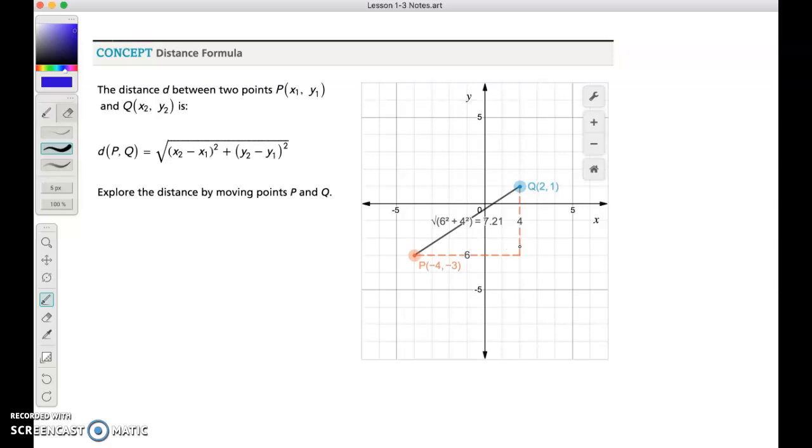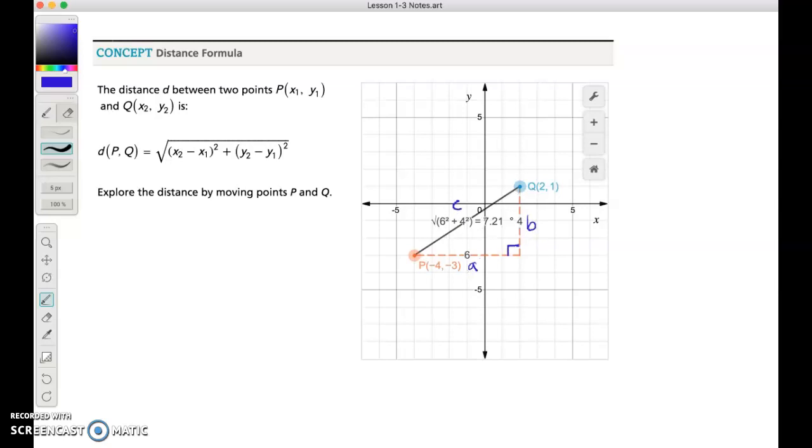If you remember the Pythagorean theorem from middle school, it's something we can use to find the hypotenuse length on a right triangle. A right triangle has a 90-degree angle in the corner, and the hypotenuse is that longest side right there. And we would do a squared plus b squared equals c squared to find that.